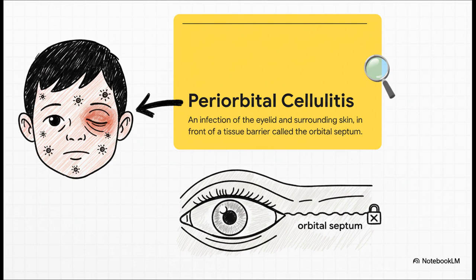So, what exactly is periorbital cellulitis? Well, it's the most common diagnosis for a swollen eye in kids. You can think of it as an infection of the eyelid and the skin right around the eye. And the key thing is, it's happening in front of this crucial little barrier inside called the orbital septum.